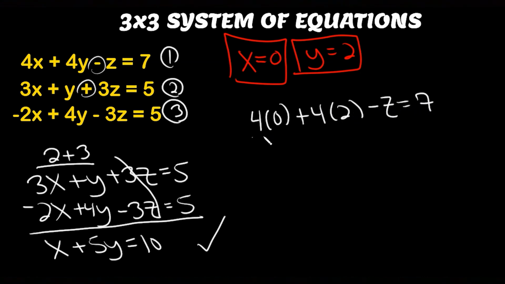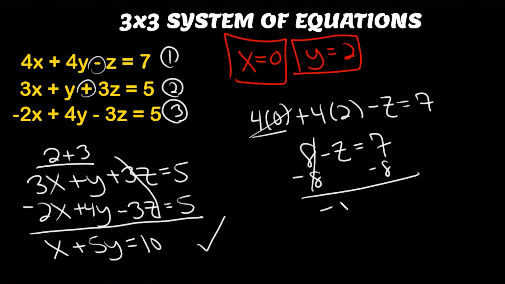So this term right here is going to cancel out because 0 times anything is 0. Then we get 4 times 2, that is 8. So 8 minus z equal to 7. Now all I have to do is subtract 8 on both sides. Okay, I get negative z is equal to 7 minus 8, that's negative 1. I do have a negative here though, so if I divide both sides by negative 1, I get z is equal to positive 1. All right, so why don't we go ahead and record that? Z is going to be equal to positive 1.